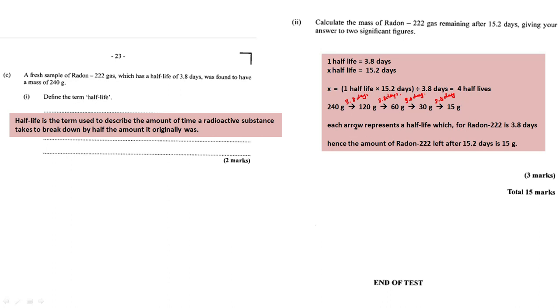So it says here, each arrow represents a half-life, which is what I've shown you, which for radon 222 is 3.8 days. Hence, the amount of radon 222 left after 15.2 days will be 15 grams. That's all that's left. And that's the end of the test, folks.